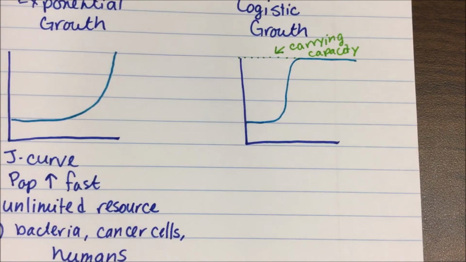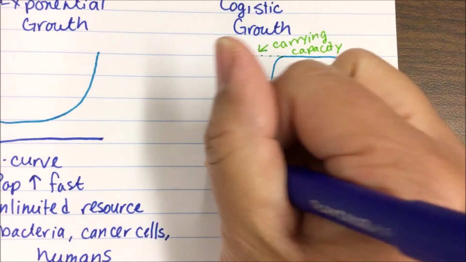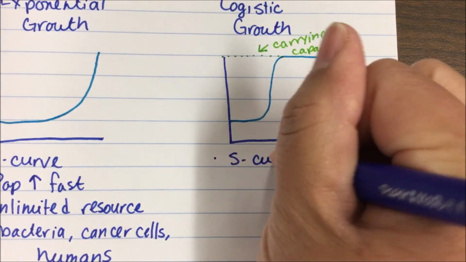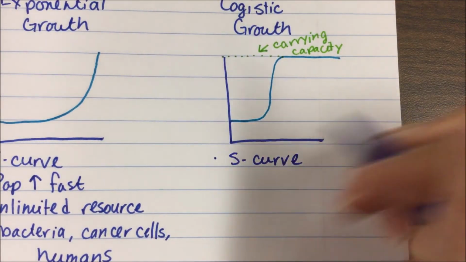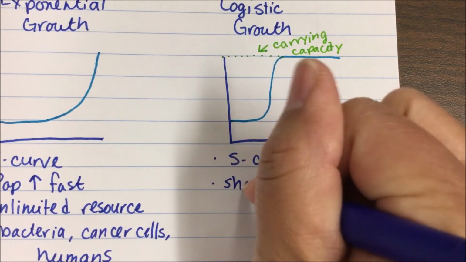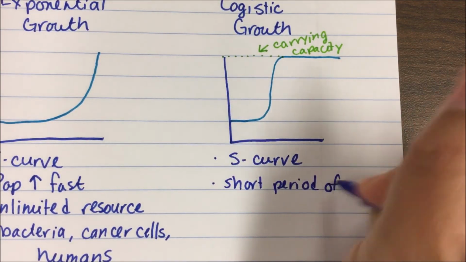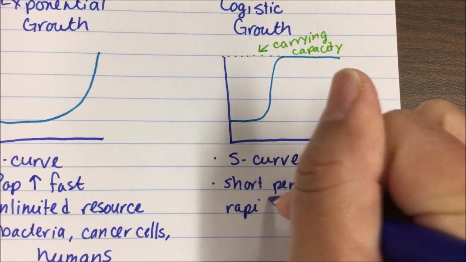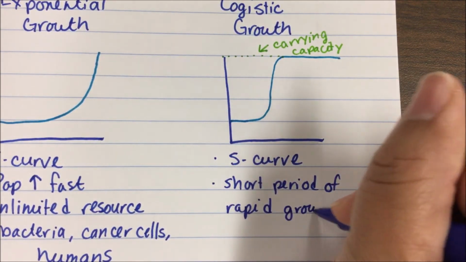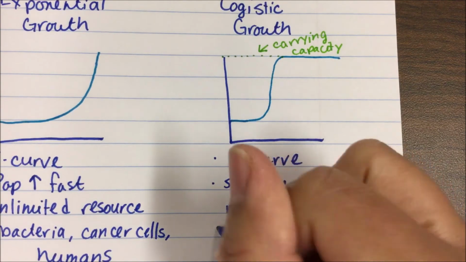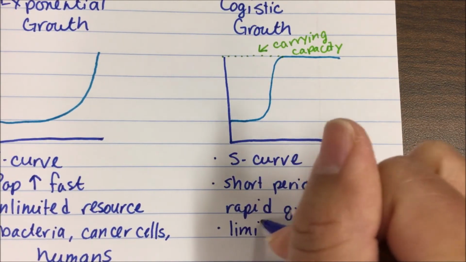For logistic growth, this is known as an S-curve. You have a short period of rapid growth, and your resources are limited.